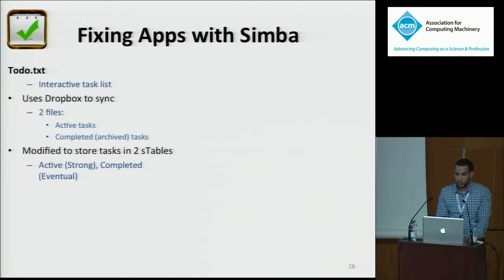So let's see how Simba can be used to fix some existing apps. First we look at an app called todo.txt, which is an interactive task list. This app currently stores two lists in two files using Dropbox sync. It has a list for active tasks and a list for archived or completed tasks. We use Simba to port this to enable multi-consistency within the app. So we changed the active tasks list to an S table with strong consistency and the low priority immutable archive tasks to another table with eventual consistency.